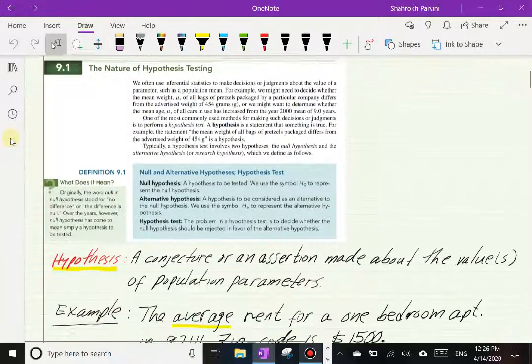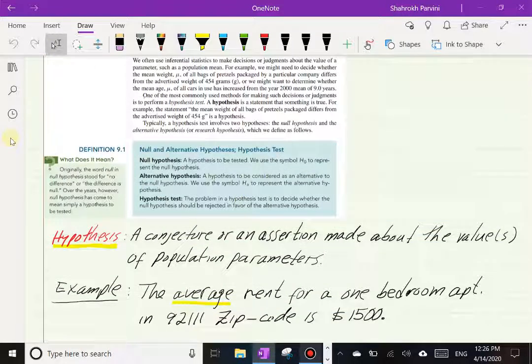So that's all a hypothesis is. So for example, I just made a hypothetical statement. This is my hypothesis. I believe that the average rent for a 1-bedroom apartment around San Diego Mesa College, I believe that's zip code 92111, is about $1,500 per month. That's the average monthly rent of these apartments. So there's my hypothesis.